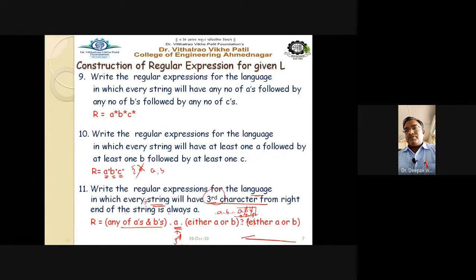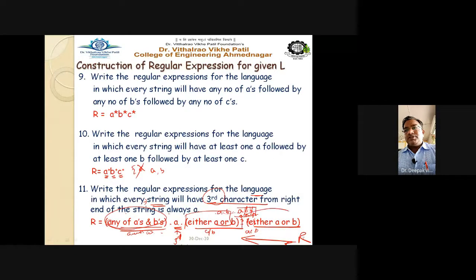So this is my right hand side. Either A or B, either A or B. I can have here A dot either A or B, or here also A or B, and here any number of A and B. So here you can have 2A, 3A, 4A. Any combination of A and B is possible, dot A, and this is the second last character, and this is the last character.